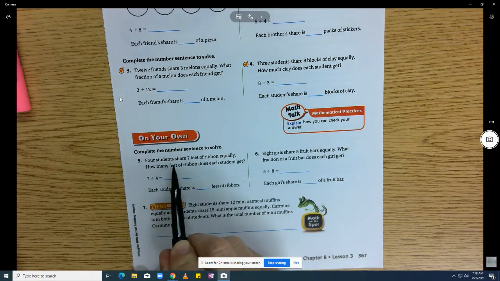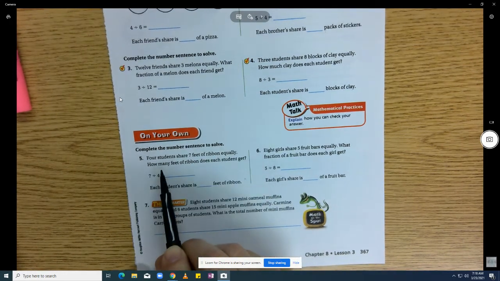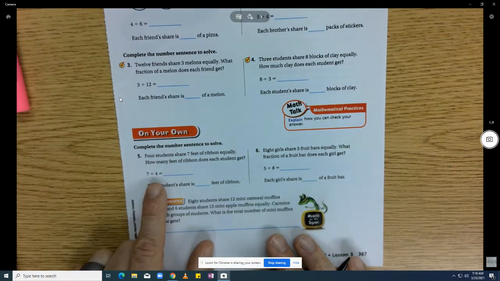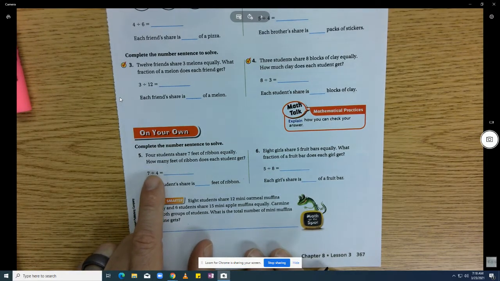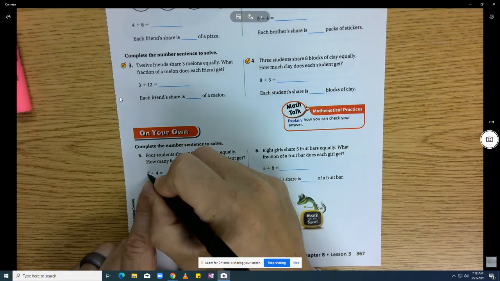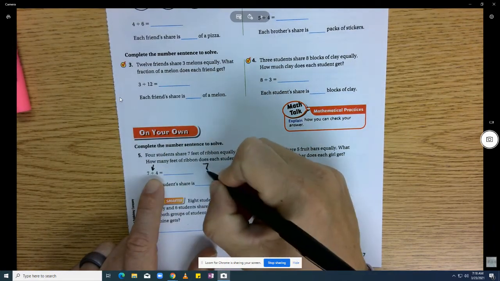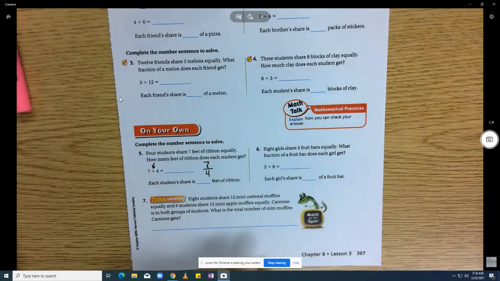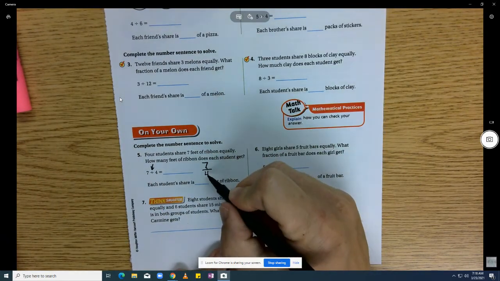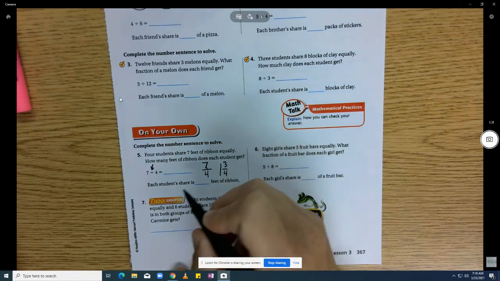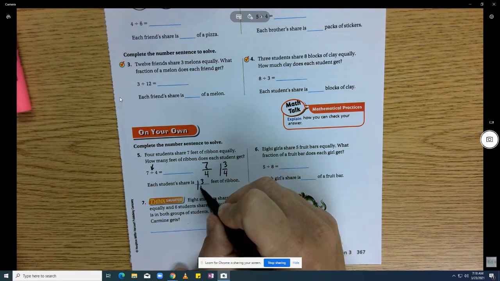4 students share 7 feet of ribbon equally. How many feet of ribbon does each student get? Now look what they did. They already wrote it for you. But how do you write that as a fraction? Well, remember, this is how you write it. 7, see, the first number goes on top, divided by, remember, the fraction bar is divided by 4. 7 divided by 4. Well, the top is bigger than the bottom. How many 4s go into 7? 1, remainder 3/4. So each student will get 1 3/4.